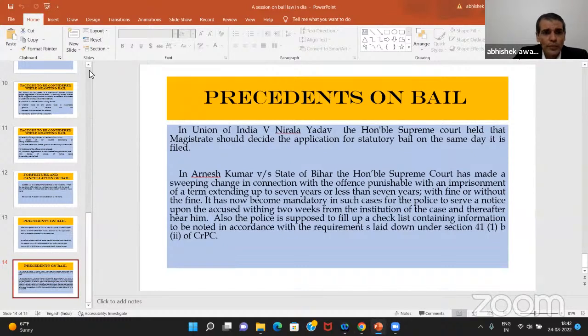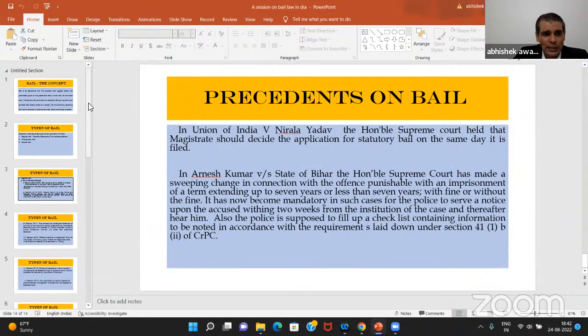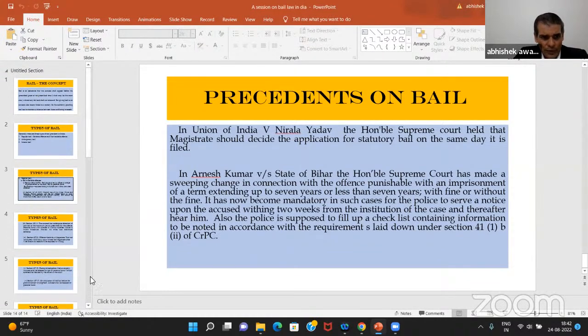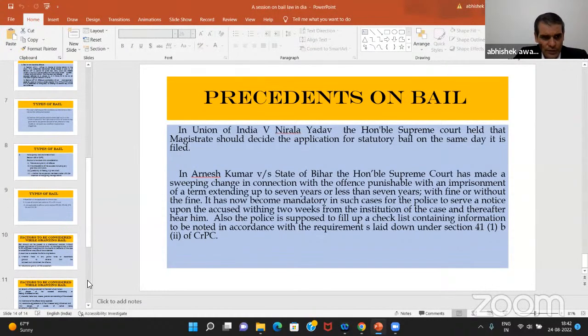So that was on precedents. Now I'll share with you an application which was put before the court in 2020 by my firm's partner, Mr. Rajesh Rai.